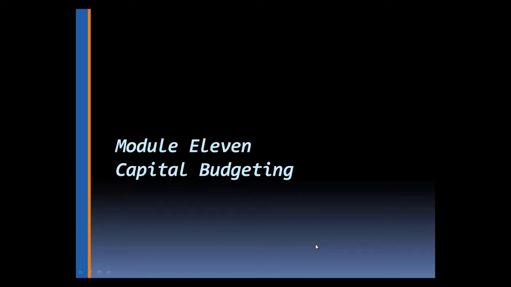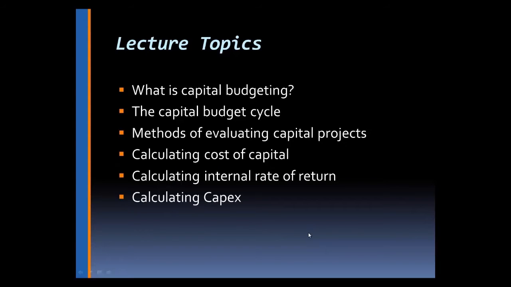Module 11 talks about capital budgeting. Basically, capital budgeting is a method in which we allocate a firm's resources to equipment, investment opportunities, maybe in other companies, projects of various types. So in this lecture, we're going to talk about what is capital budgeting, the capital budgeting cycle, and we're going to look at some methods of evaluating capital projects, how we calculate the cost of capital, what an internal rate of return is, and we're going to calculate CapEx.